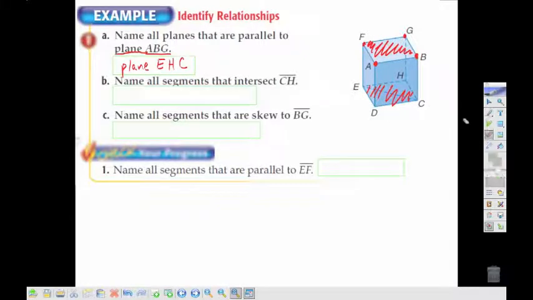Now for the next one, we want all the segments that intersect CH. So first, let's look where CH is, and it's right there. Now, the only points that we have intersecting right now are either at C or at H. Now from C, I'm coming out over here to E, so that would be EC. They asked for segments, so we'll name it as a segment. We've got CD coming out this way, and coming up to B. So those are all the lines coming out of C.